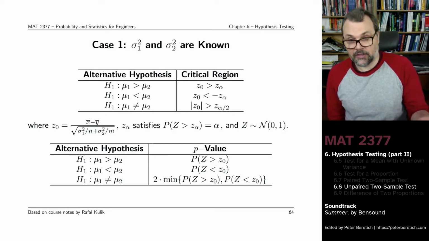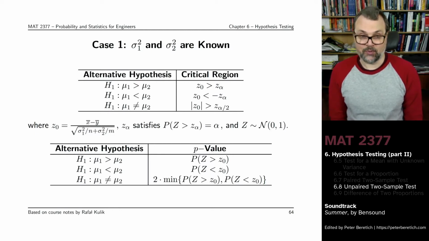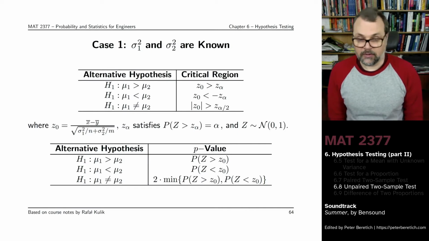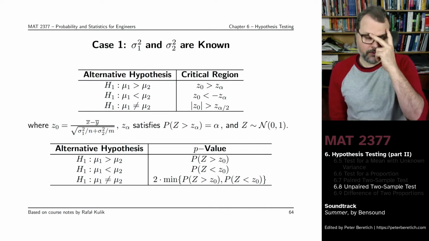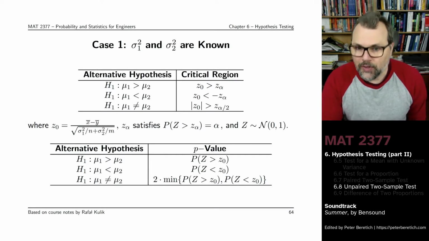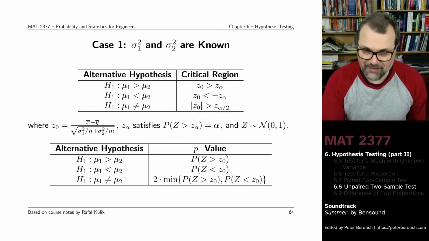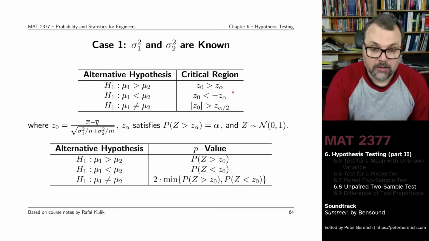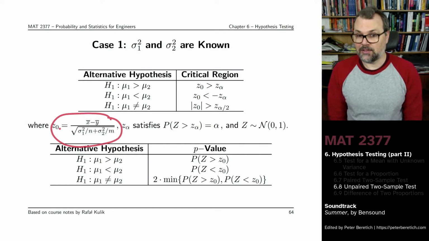In the first alternative, you look for the probability that Z would be greater than your test statistic Z0. In the second alternative, you look for the probability that Z would be smaller than your test statistic Z0. And in the third alternative, you're looking for twice the minimum value of these two probabilities that you've computed. So that hasn't changed. The critical regions haven't changed. All of this is the same as what you're working with when you're working with known variances. What has changed, though, is the way you compute the test statistic.